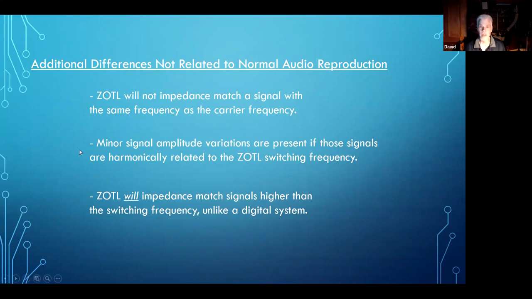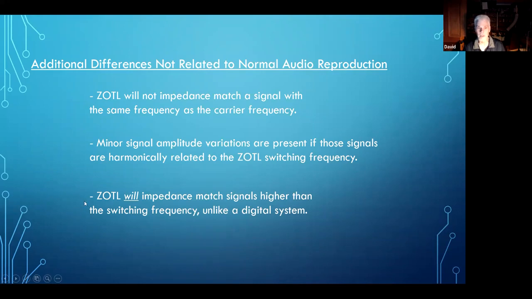There are minor signal amplitude variations present if those signals are harmonically related to the ZOTL switching frequency. In other words, if I have a frequency of 3 times the 250 kilohertz, say 750 kilohertz, and you try to do the impedance matching on a 750 kilohertz signal, it'll do it, but you'll see a little ripple, a little dip in amplitude. And even with subharmonics, you can see little perturbations too. Again, these don't affect the audio.